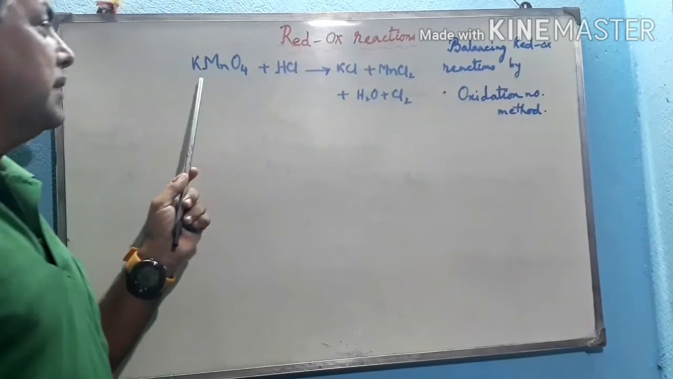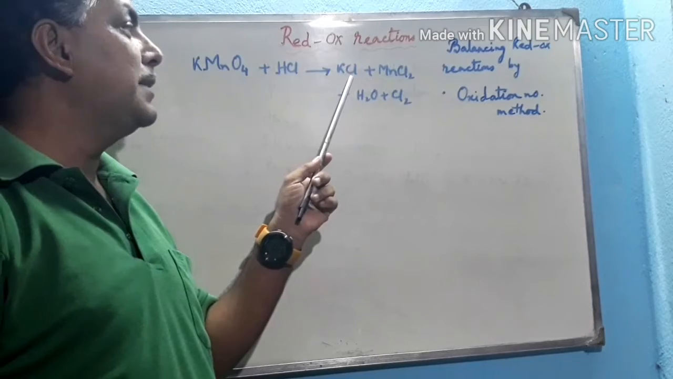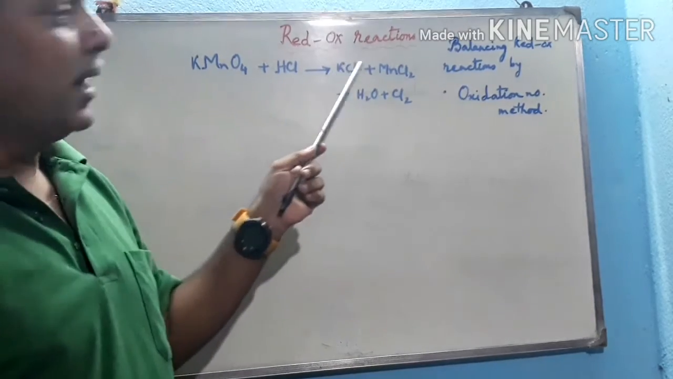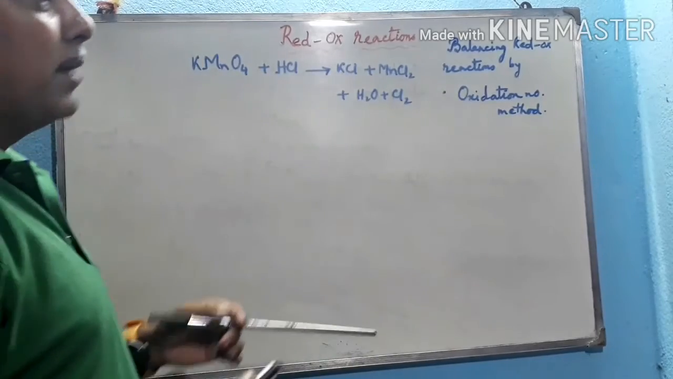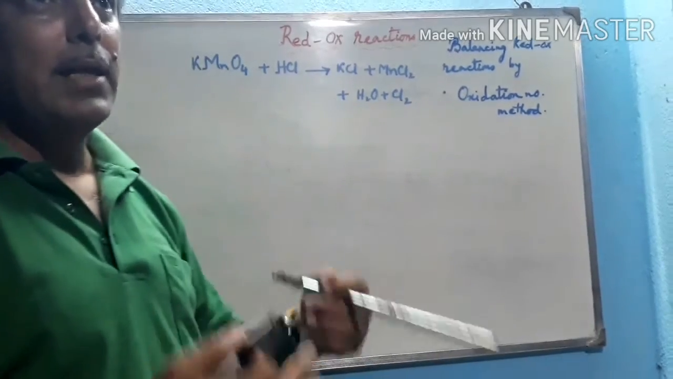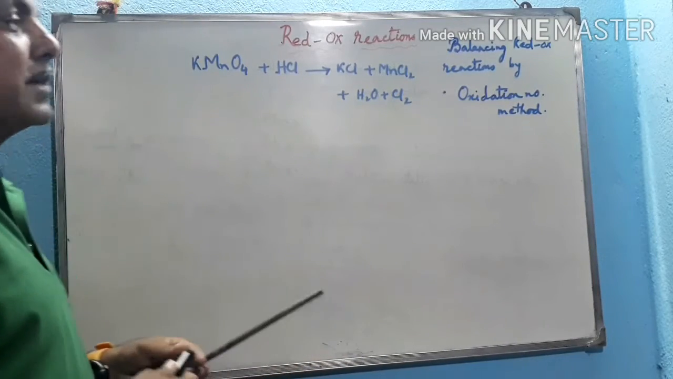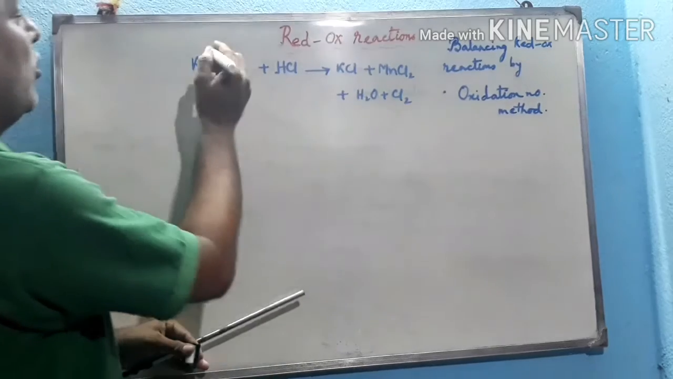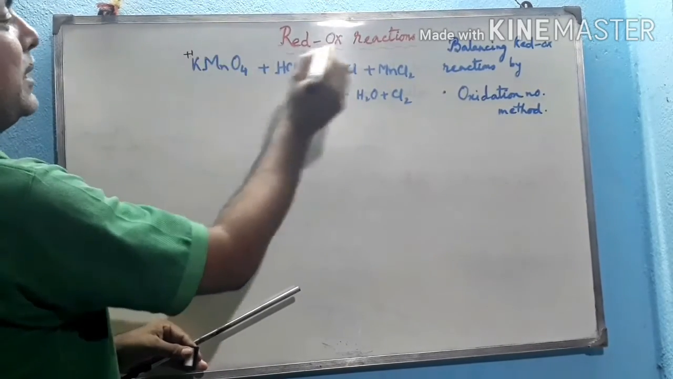This is the reaction: KMnO4 plus HCl, potassium permanganate reacts with HCl to form KCl, potassium chloride, manganese chloride, MnCl2, water and chlorine. First, I am balancing this redox reaction and then I will tell the rules which govern the balancing of the redox reaction. First, we have to find out the oxidation number of all the elements related with this redox reaction.